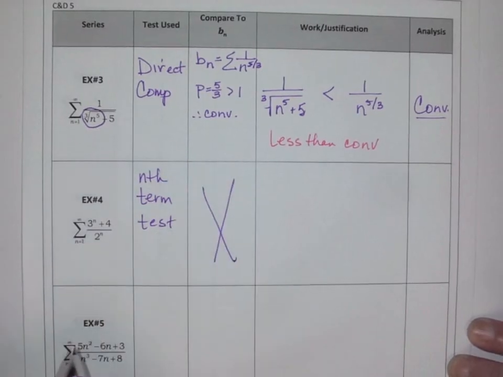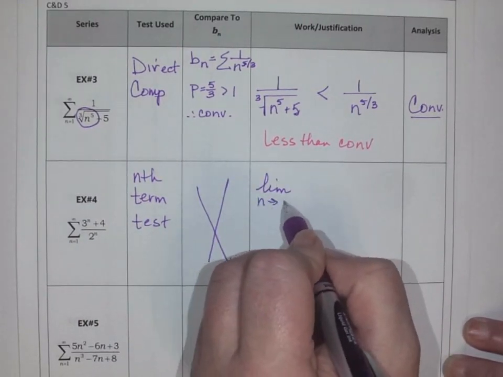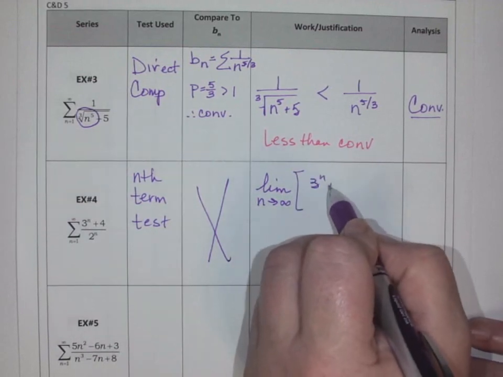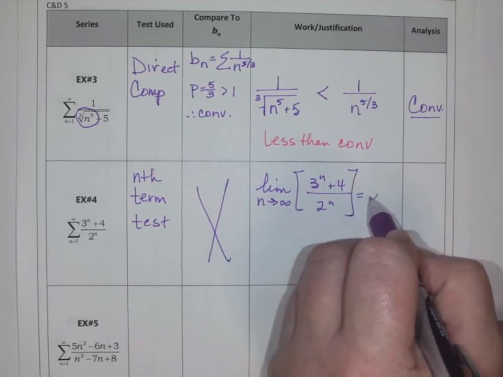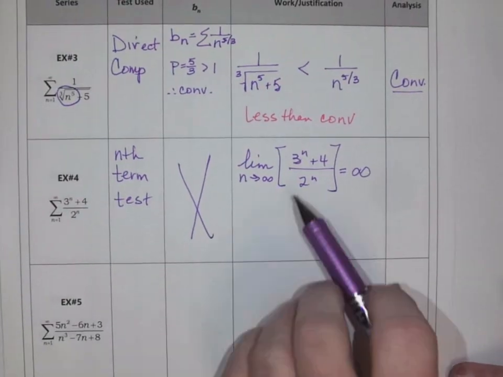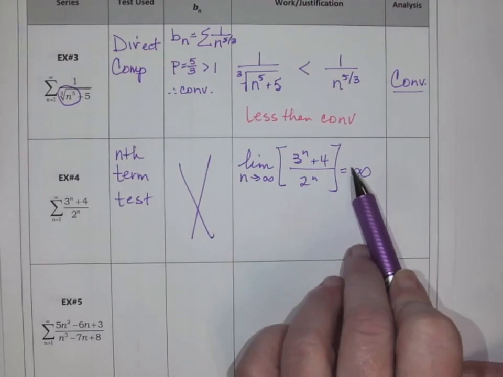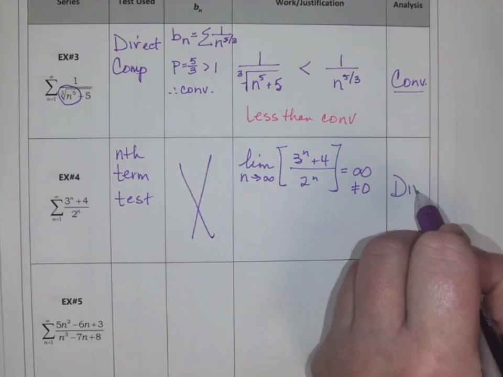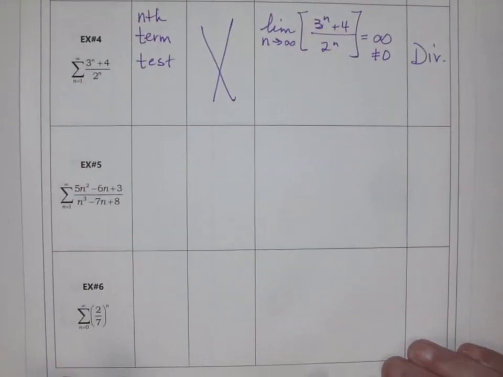On this one, we can use the nth term test. We don't have a comparison series, and we can say the limit as n goes to infinity of 3 to the n plus 4 over 2 to the n is going to be infinity. It is top heavy. 3 to the n grows faster than 2 to the n. So if it is not equal to 0, then remember it diverges.